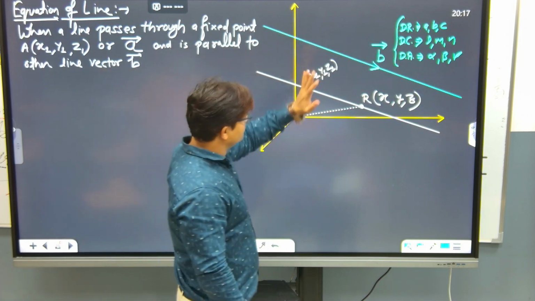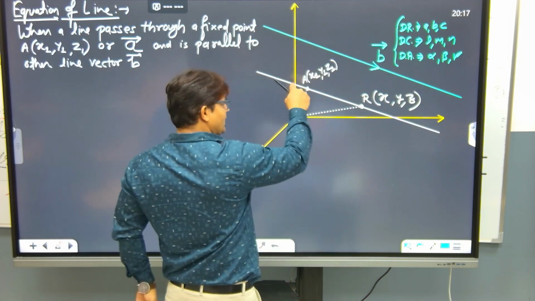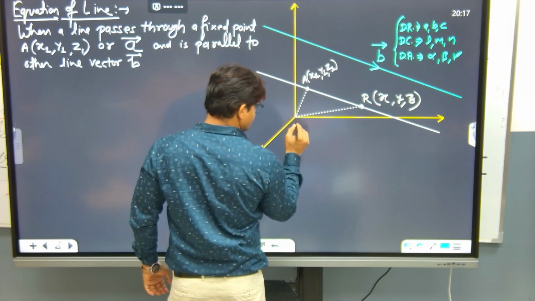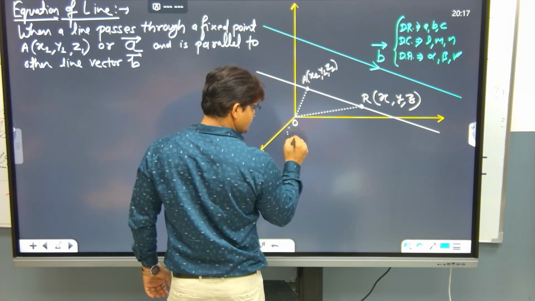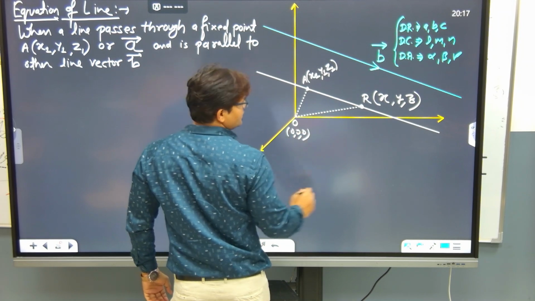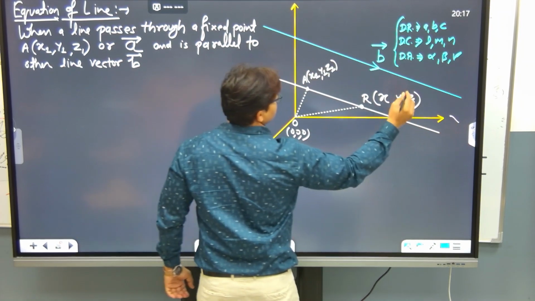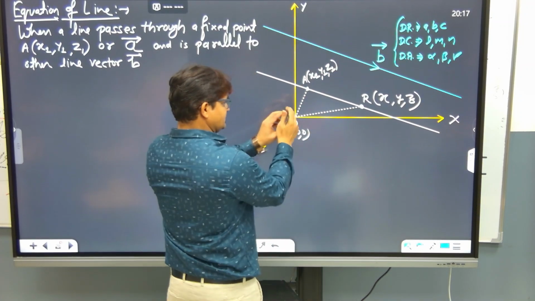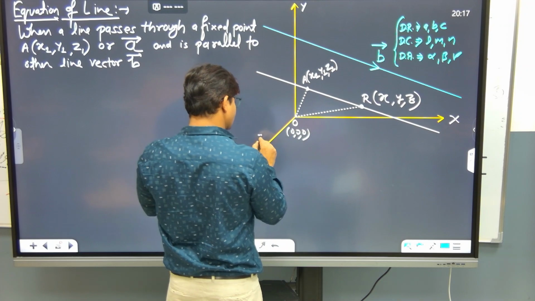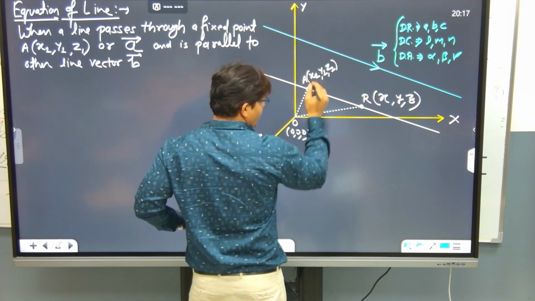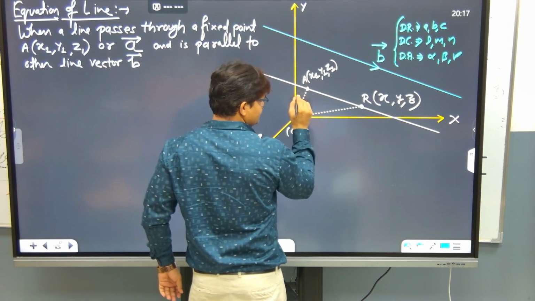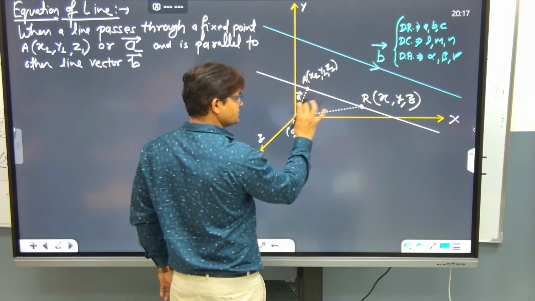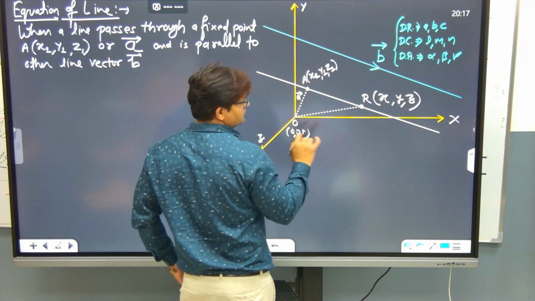So here point A is a fixed point, so we can make its position vector by using the concept of O. O is always 0, 0, 0 in 3D. We are taking this as the x and y axes, the normal xy plane, and outside this plane is our z axis. So this OA vector is our A vector. The position vector of point A is the A vector, which is the OA vector arrow.